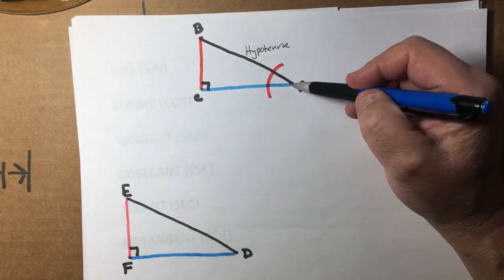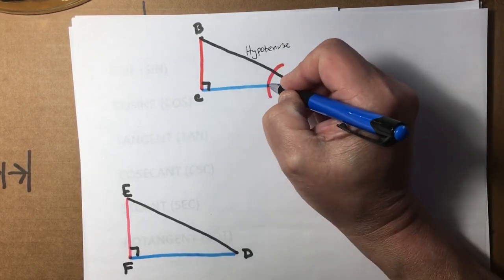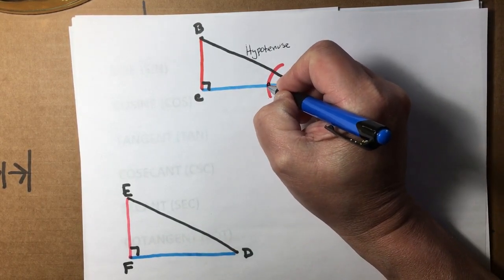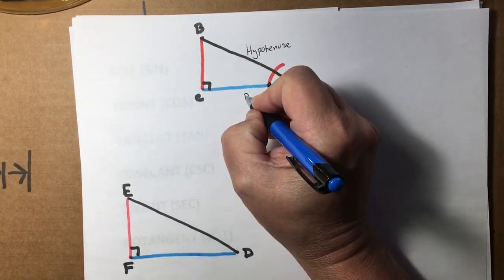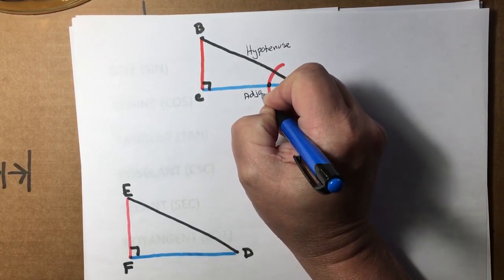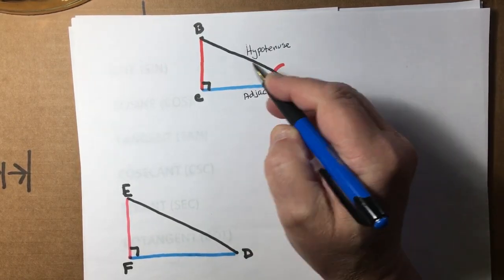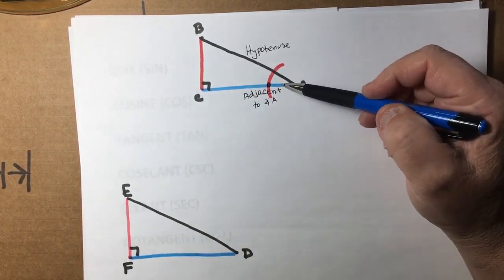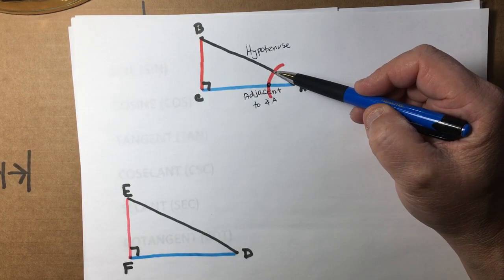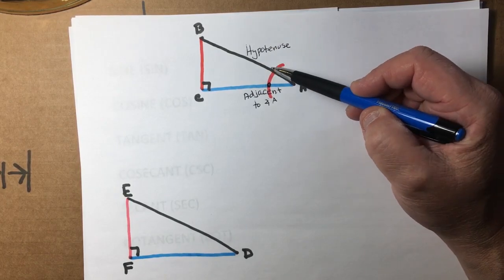Now, if you're at angle A, we're going to classify these other 2 sides. Notice that this blue side touches angle A. If a side touches an angle, we say that side is adjacent. ADJACENT. This side here, this blue line, is adjacent to angle A. Now, it's true the hypotenuse touches it also, but we don't consider the hypotenuse a side of the triangle. We call it the hypotenuse. Just like the ceiling is the ceiling, okay?